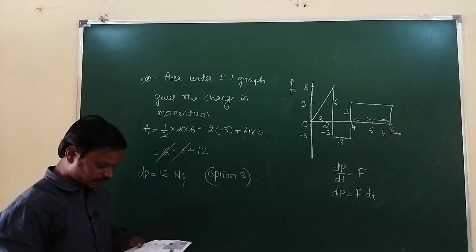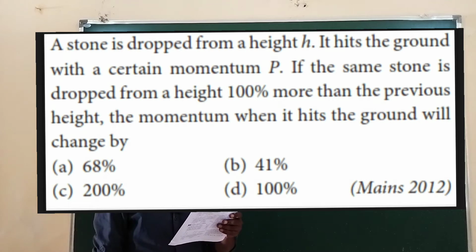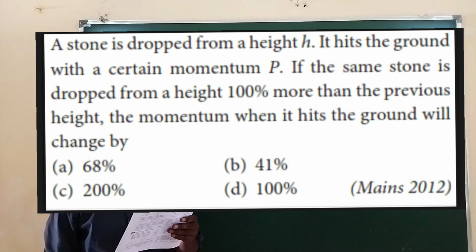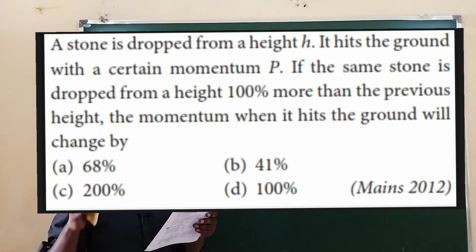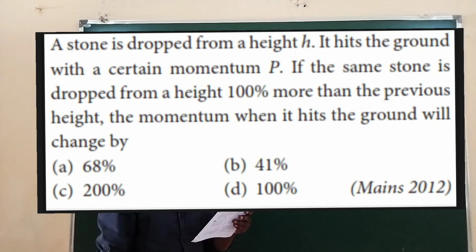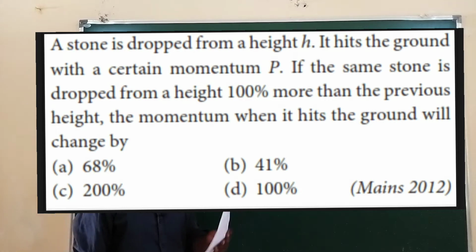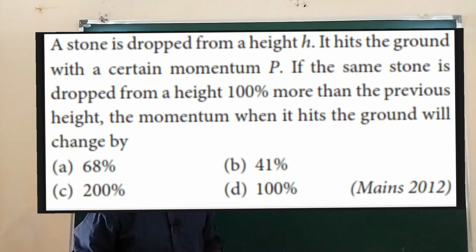Now next question. A stone is dropped from a height h. It hits the ground with a certain momentum p. If this same stone is dropped from a height 100% more than the previous height, the momentum when it hits the ground will change by. Means what we have to find? We have to find the percentage change in momentum.